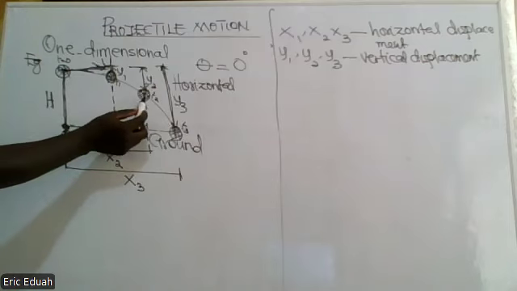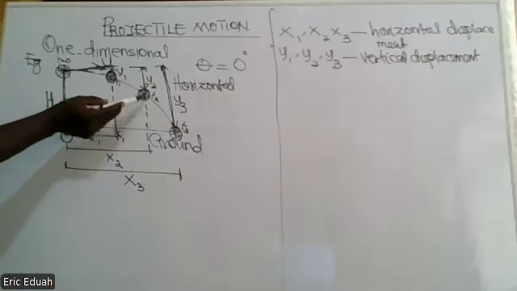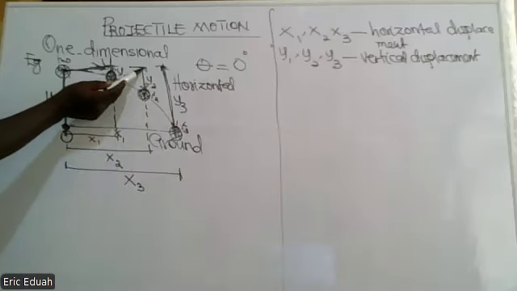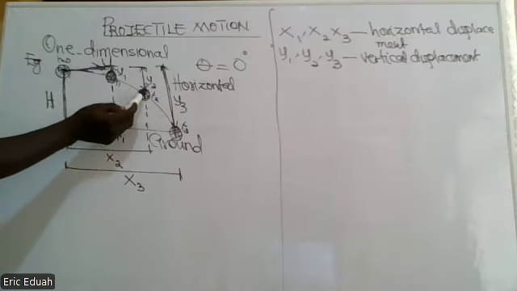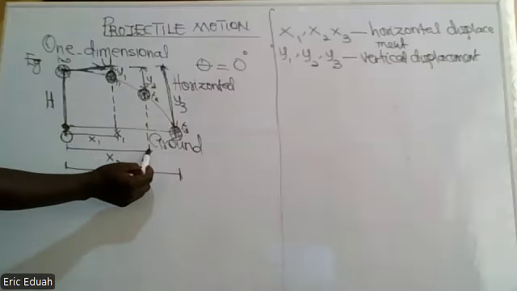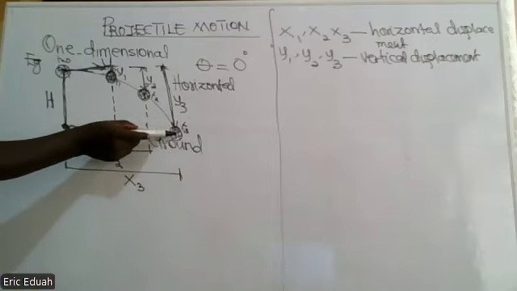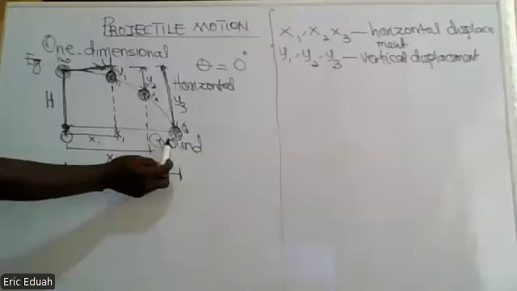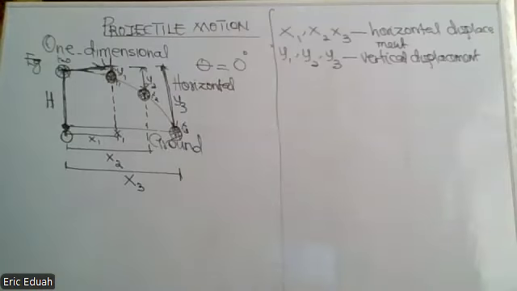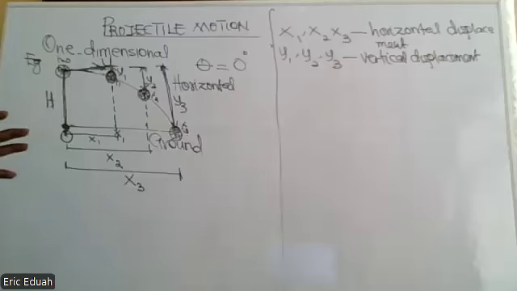When it gets to this point, let the time taken to get to this point be t2. It takes t2 to make vertical displacement y2. It also takes t2 to make the horizontal displacement x2. When it finally drops, it takes the time t3 to make this vertical displacement y3 and horizontal displacement x3. So it takes equal time to make a vertical and then a horizontal displacement.